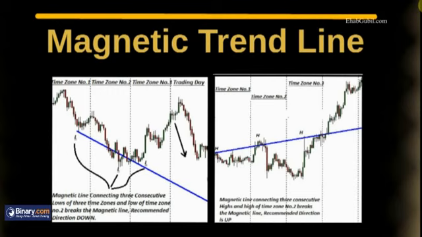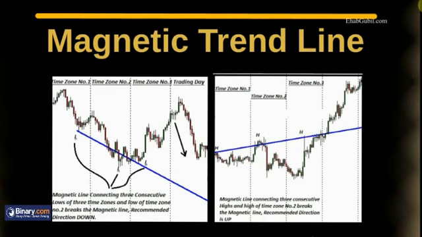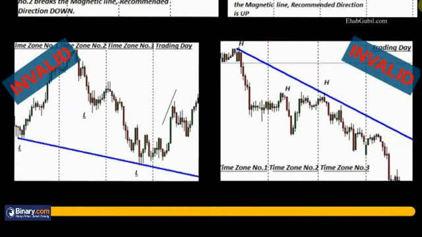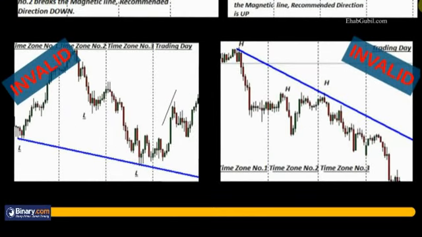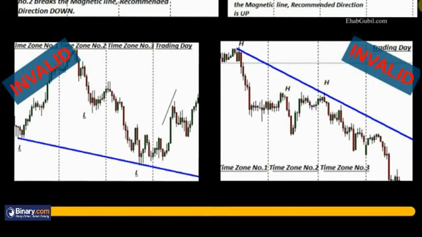This means that if the second point breaks the magnetic line, it will be a valid magnetic line. If the second point fails to break the magnetic line, it will be a failed magnetic line. As we can see in failed magnetic lines, the pivot point of time zone number 2 failed to break the magnetic line, so it is not a valid one and we don't depend on it in trading.